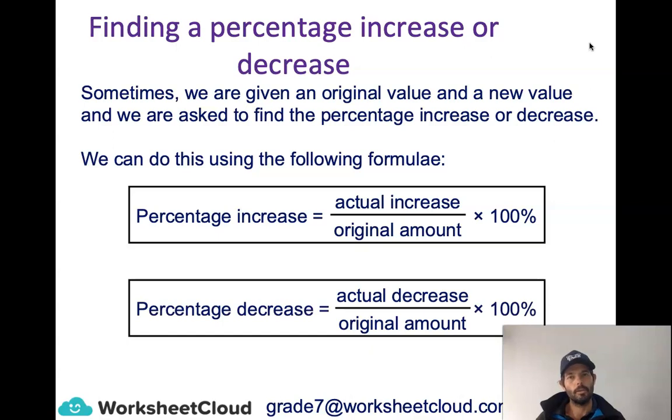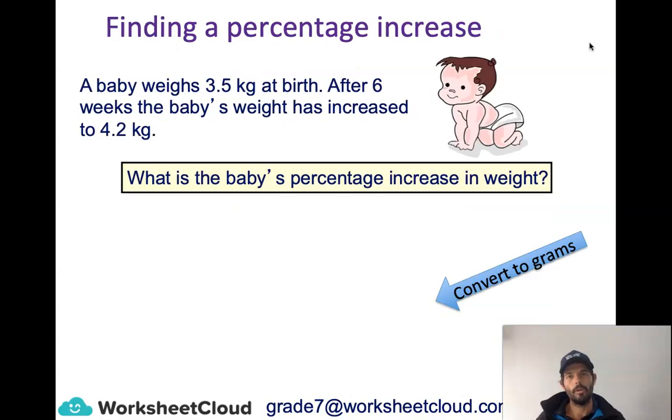With percentage decrease, it's very similar. The only difference is now you're taking the actual decrease over the original amount. So again, recognize that the denominator is the original amount and you're multiplying by 100% or 100 over 1. Okay, so here's an example for you to have a look at.